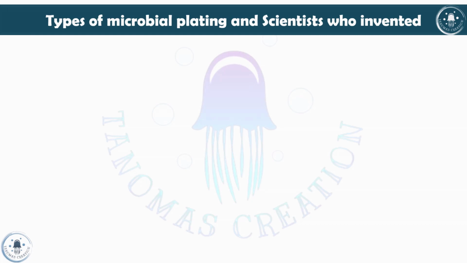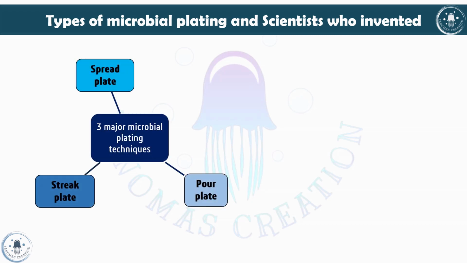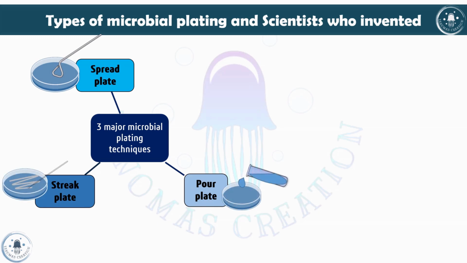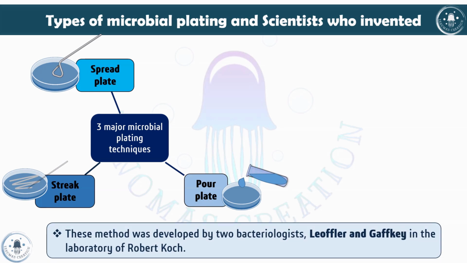So, coming to the types of microbial plating. What are the types of microbial plating that are used commonly in our microbiology lab and the scientists who have invented it? So there are three major microbial plating techniques. First one is the spread plate, then the streak plate, and then the pour plate. Okay, and these methods were developed by two bacteriologists, Loeffler and Gaffky, in the laboratory of Robert Koch. Okay, so Loeffler and Gaffky invented these major techniques to isolate the microorganisms.